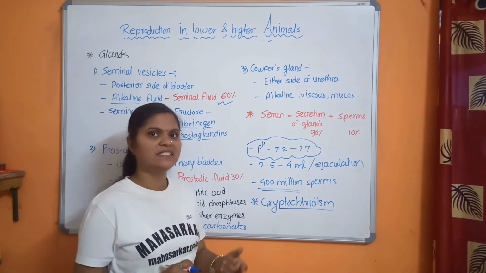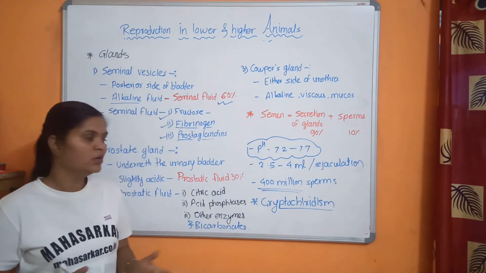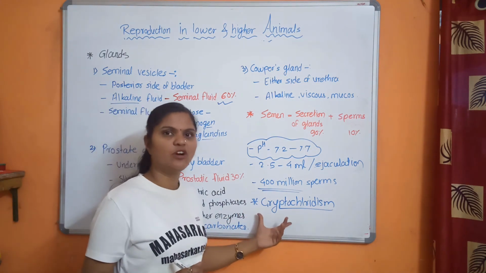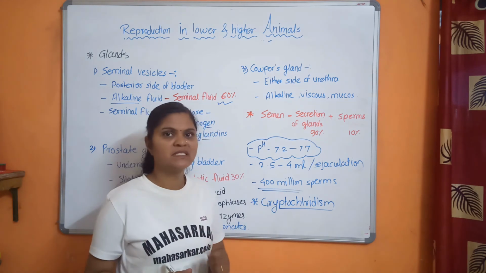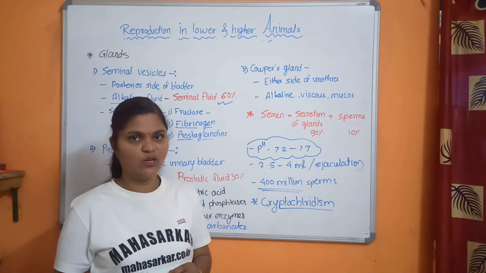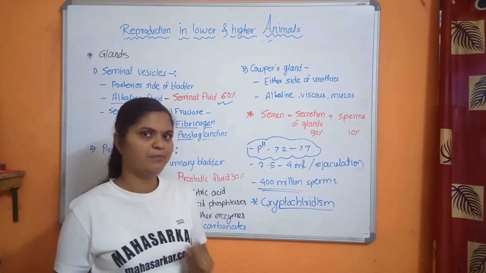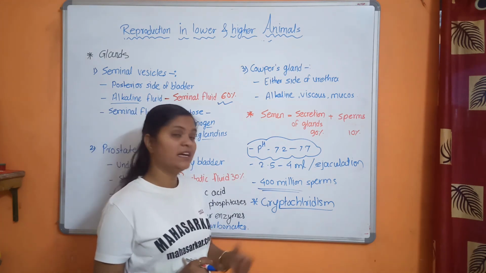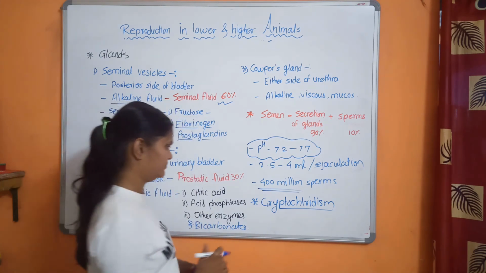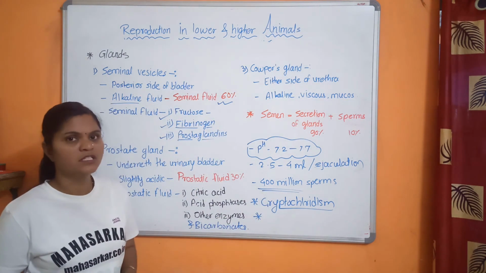That means the testes remain inside the abdomen and they are not able to produce sperm cells. Why? Because the spermatogenesis process requires a temperature 2 to 2.5 degrees Celsius lower than body temperature. In such a condition, cryptorchidism, men are not able to produce sperm cells.